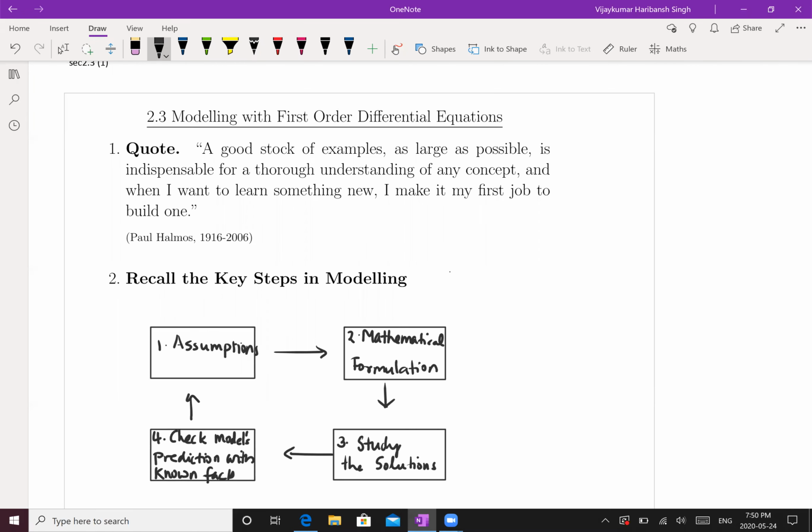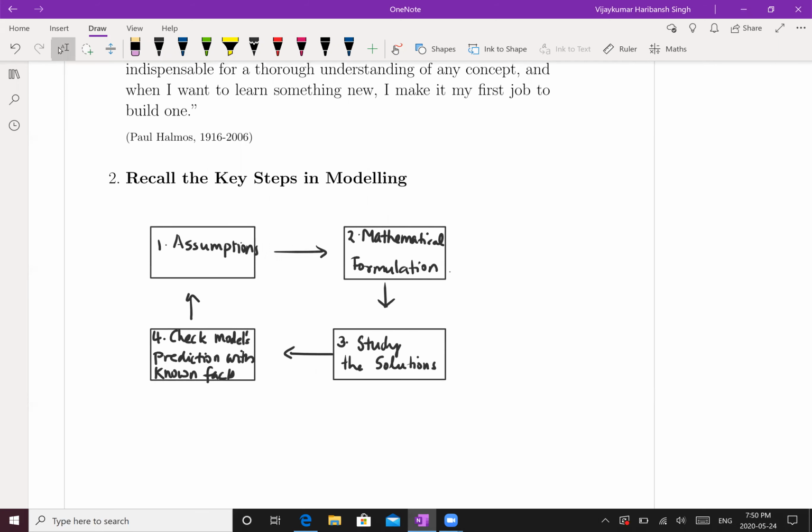Welcome students. So today we are going to discuss modeling with first order differential equations. As you have seen in chapter 1, recall the key steps of modeling are: first you start with an assumption, then from assumption you go to the mathematical formulation, and then after the formulation you solve the differential equations, because we are modeling with differential equations. And once you solve the differential equations, you study the solutions.